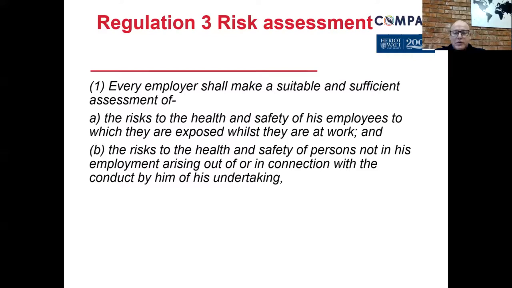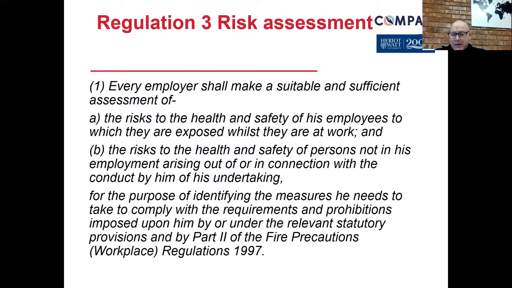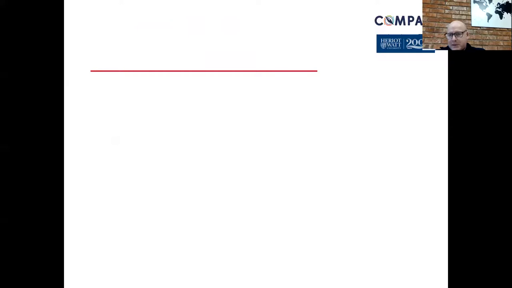And for the purpose of identifying the measures he needs to take to comply with the requirements and prohibitions imposed upon him by or under other relevant legislation. So they've used what was in place. So think about this, it came out in 1992, and then they mentioned the 1997 fire precautions regulations, because there was a need there to do risk assessments on fire. And when you have the fire hazard in place, that was in legislation time. But now that's been superseded by the Regulatory Reform Fire Safety Order.